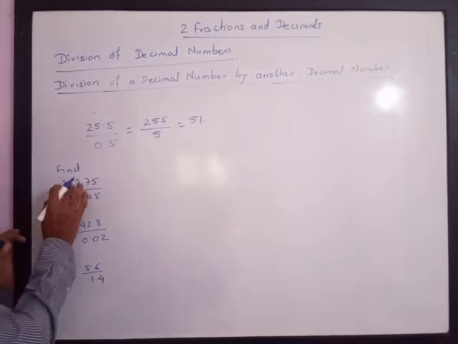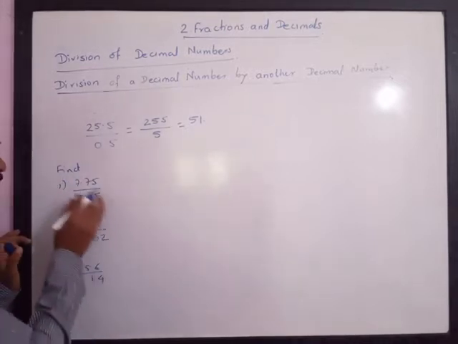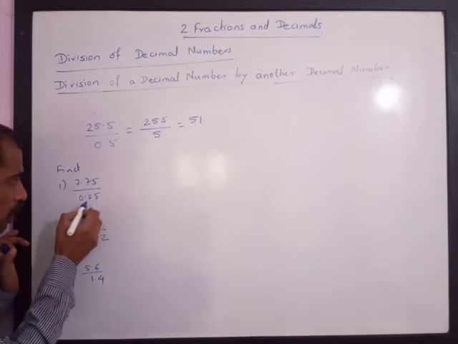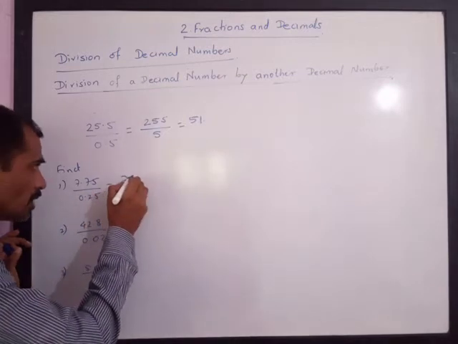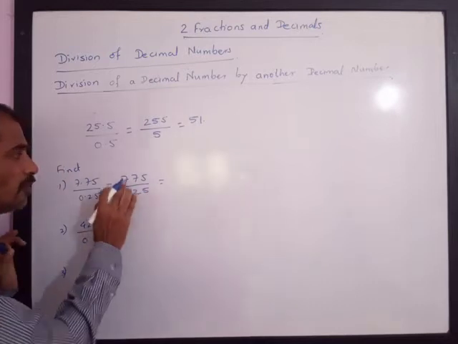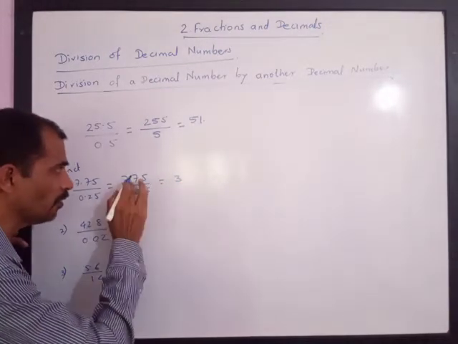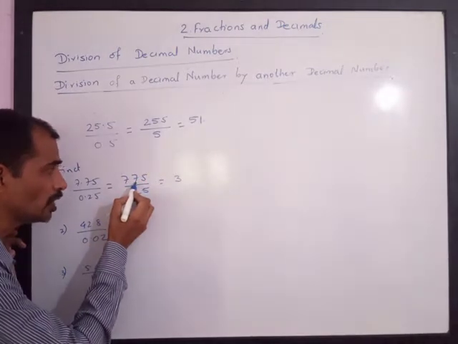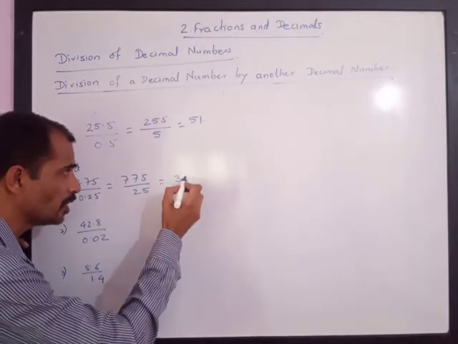Next, 7.75 divided by 0.25. So here we can shift the decimal point 2 places to the right side. So this is equal to 775 divided by 25. Now 25 3s are 75. 75, please note, 2 is the remainder here. 2 and 5, 25 1s are 25.